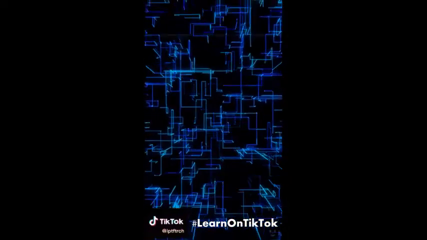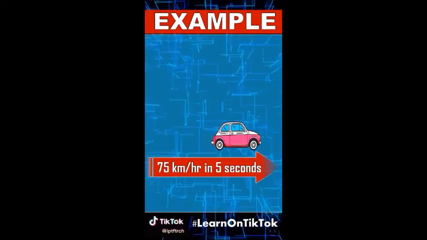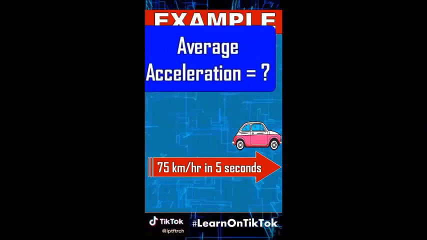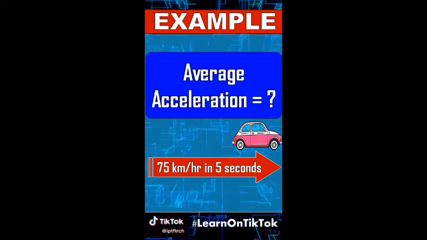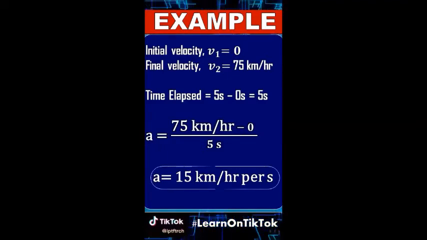To apply this formula, here's an example. A car accelerates along a straight road, from rest to 75 km per hour in 5 seconds. What is the magnitude of its average acceleration? The initial velocity is 0 km per hour, since the car is at rest before acceleration. Using the formula, the average acceleration is equal to 15 km per hour per second.